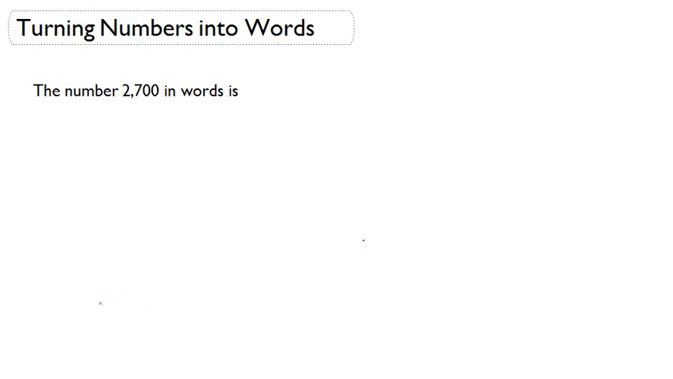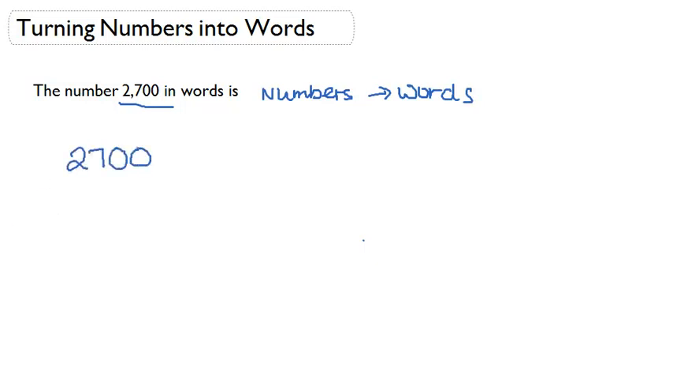Our next topic is turning numbers into words. So when we look at this problem, they give us the number right here, and "in words is blank." So we want to go from number to words. So let's break it up. They give us 2700.